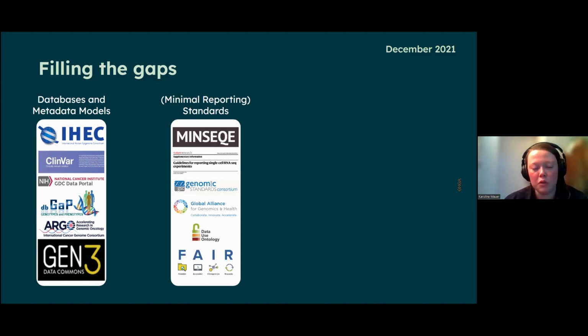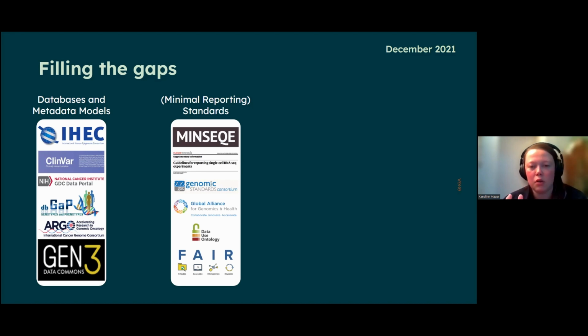We also looked into minimal reporting standards, which are mainly focused on experimental properties. Here we looked into the Minimum Information about a high-throughput nucleotide SEQuencing Experiment standard, which is MINSEQE. Also the single cell equivalent, MinSeq Plus. We looked into the Genomic Standards Consortium, GA4GH, and of course, we are in alignment with the FAIR principles.